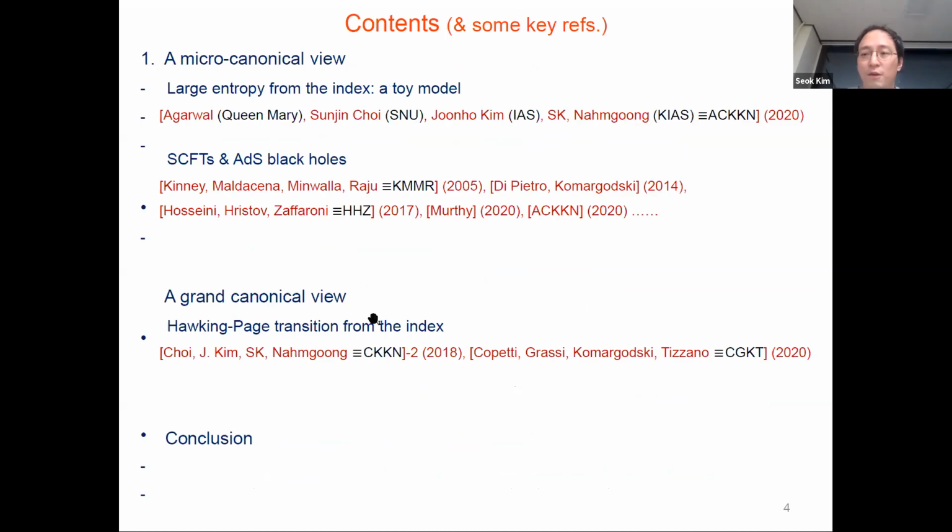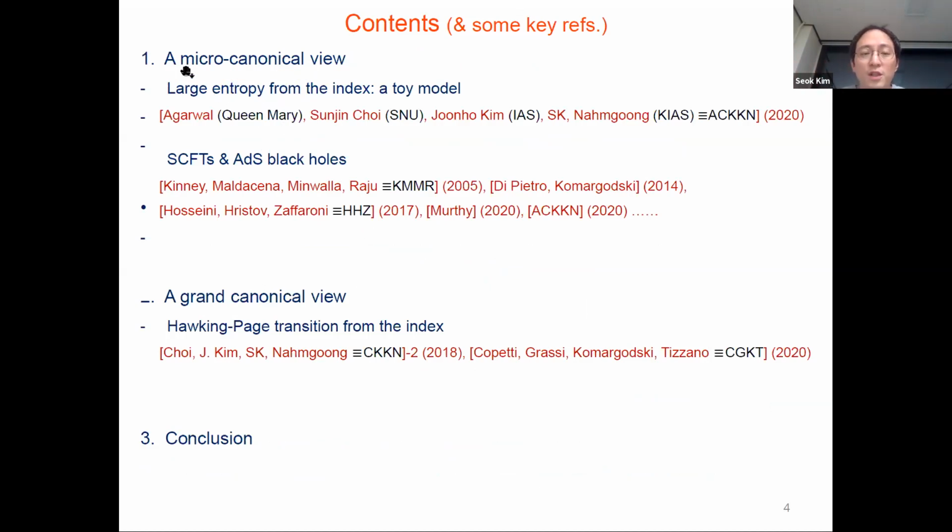So the contents are the following. Okay, I'm basically going to do kind of thermodynamics in the Witten index version. So you can have two viewpoints. You can view this problem of extracting out the degeneracy information from the viewpoint of the microcanonical ensemble, and you can do a similar study from the viewpoint of the grand canonical ensemble. And these two viewpoints are related, but depending on which viewpoint you choose, the relevant physics that you can do is sometimes slightly different. Okay?